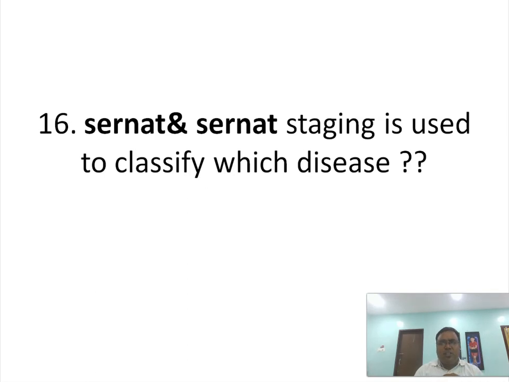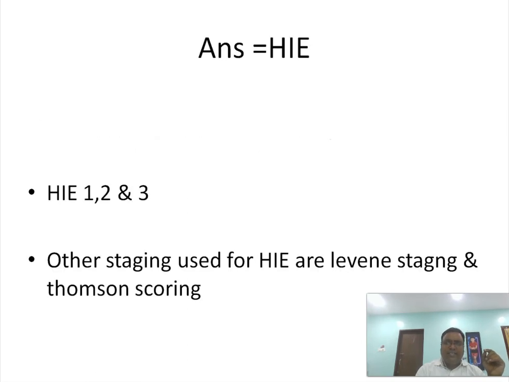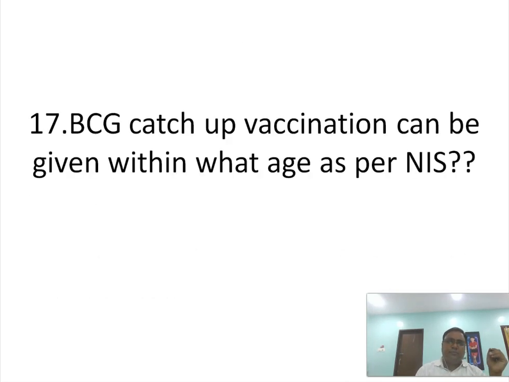Next, Sarnat and Sarnat staging is used to classify which disease? This is a very simple question. The answer is HIE, hypoxic ischemic encephalopathy. As you know, it is divided into stage 1, 2 and 3. Other stagings used for HIE are Levene staging and Thompson scoring.